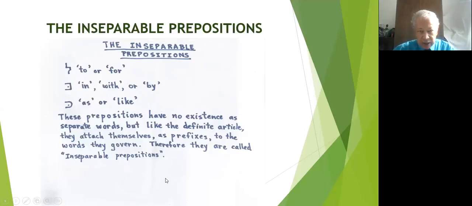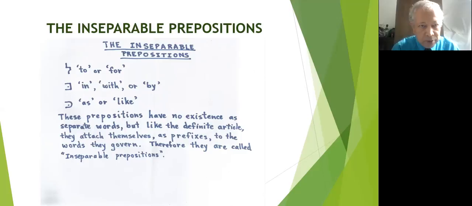Okay, now let us get into the lesson itself. The exercise that we looked at last week was a continuation of the lesson at the end of last trimester, at the end of 2021, in which we looked at the definite article. Now we're looking at a new lesson itself called the inseparable prepositions.